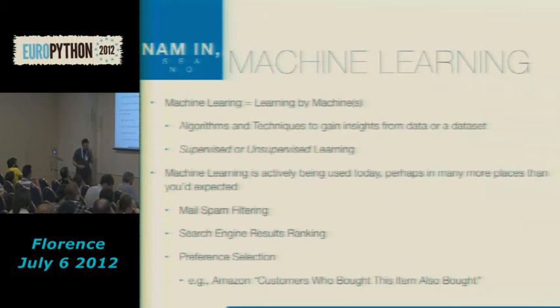Machine learning, as you may know already, is actively being used today, perhaps in many more places than you expected. For instance, there is some machine learning running in your spam filtering for your mailbox. There is machine learning for ranking results for search engines, or in the preference selection, such as the ones proposed by Amazon, that states customers who bought this also bought that. This is machine learning stuff.